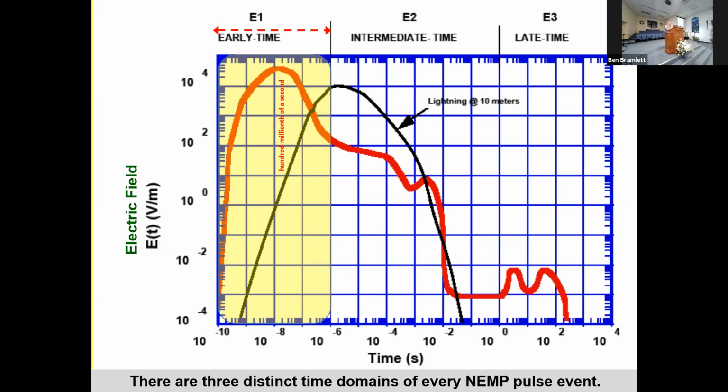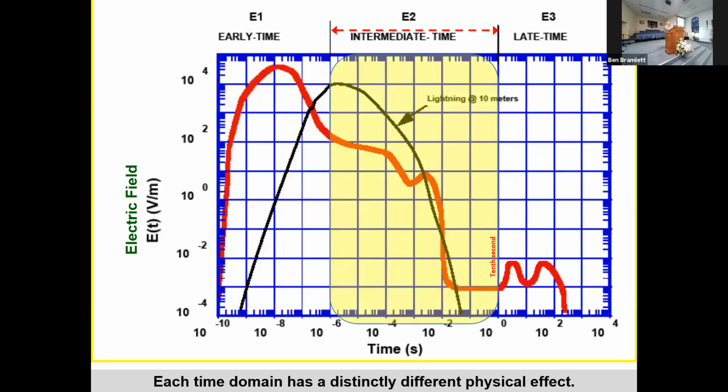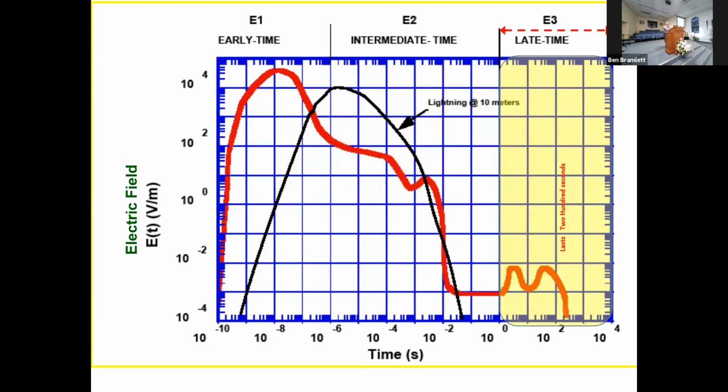Okay, and then after that little peaky pulse goes by, then there's the intermediate or E2 time period pulse. And it's very similar to a lightning strike nearby, same kind of effects. And so we'll probably not talk much about that. Then there's the late time pulse, which is broken into 2 pieces. One of them's called the blast and one of them's called the heave. And if you look in the third yellowed in part here, you'll see there's 2 humps there. The first one is the blast and the second is the heave.